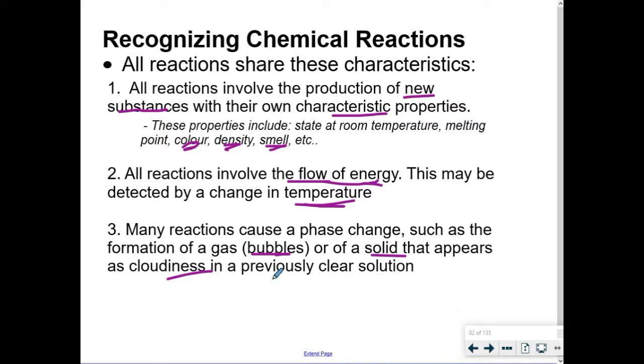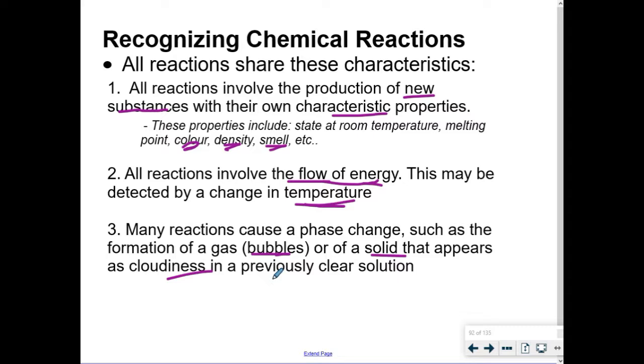We're actually going to do a lab on this, I think, early next week, where I'm going to combine some chemicals together, and our goal is going to be to note some of the observations we have and figure out whether or not it's a chemical reaction or a physical change. So let me give you a couple of examples.